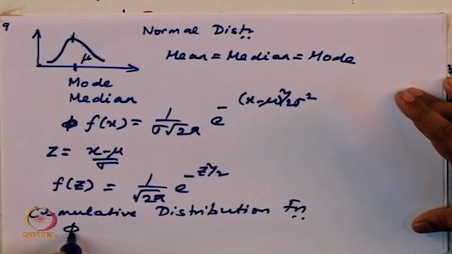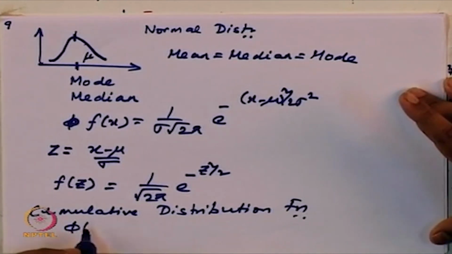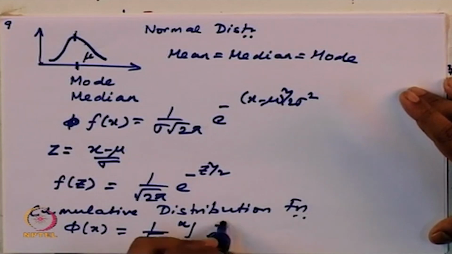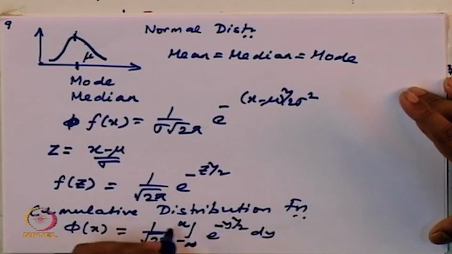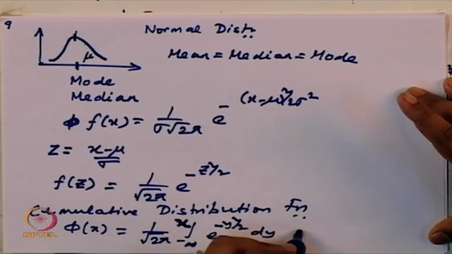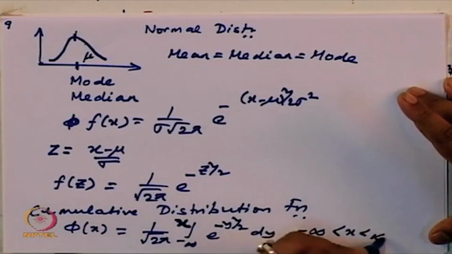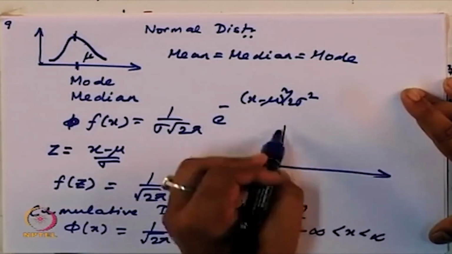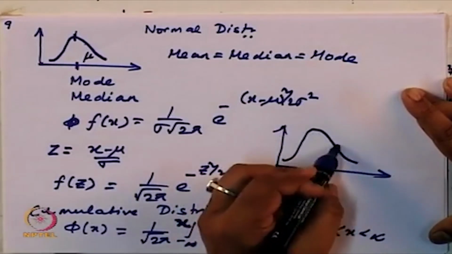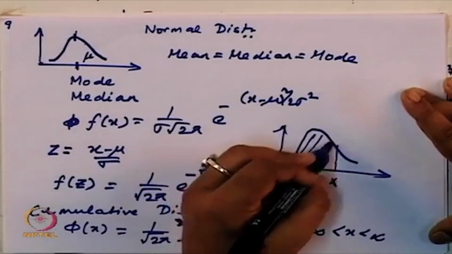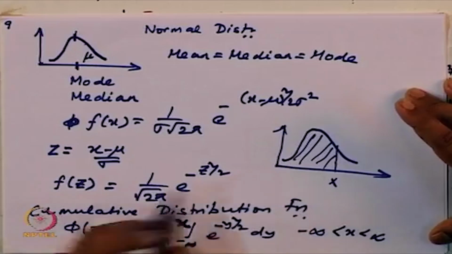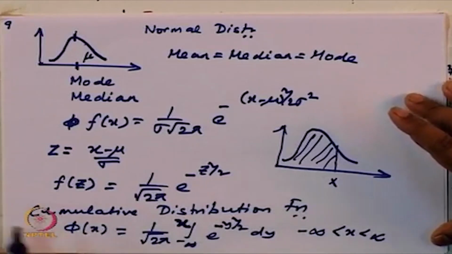of phi of x then becomes 1 by root 2 pi into minus infinity to x of e to the power minus y square by 2 dy, with minus infinity less than x less than infinity. So this is your value. So what is phi of x for this distribution? For any value x, phi of x is this area under the curve. This is your total probability of finding any value less than x.